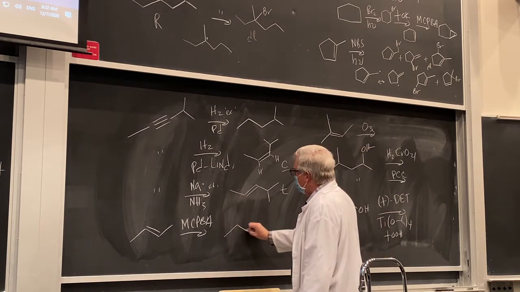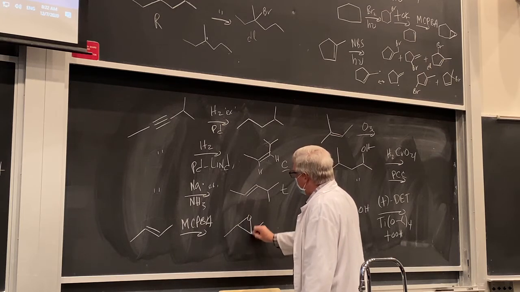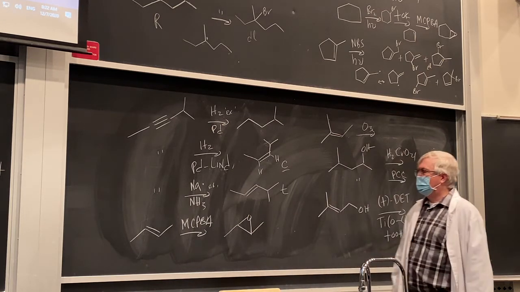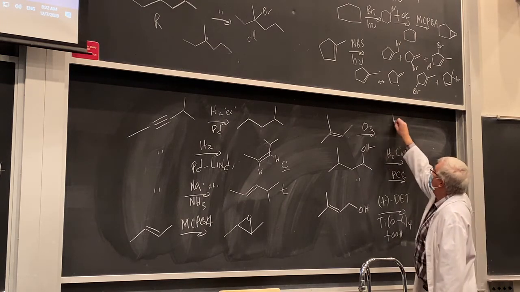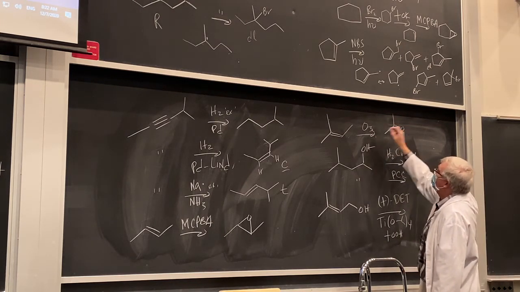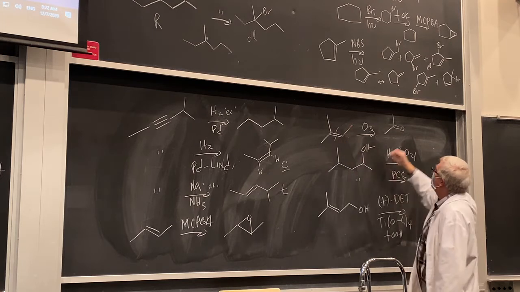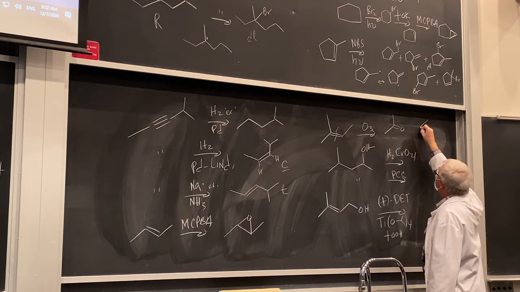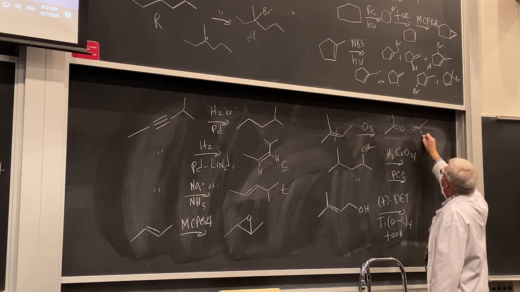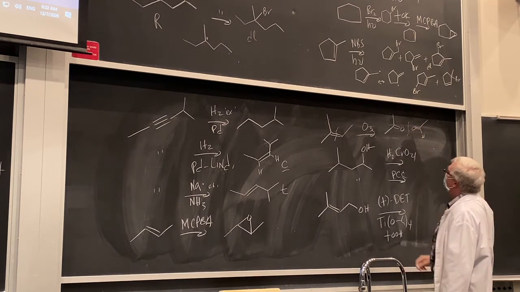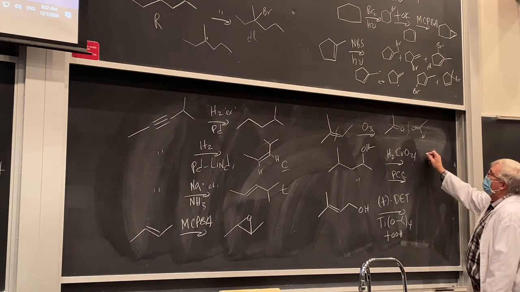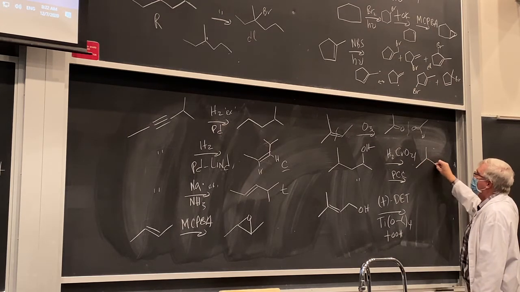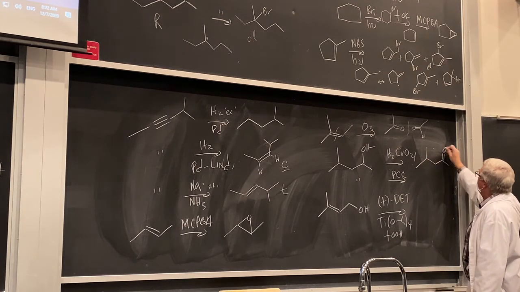And then MCPBA with an alkene gives the trans epoxide, okay? Stereoselectively. Ozone here, clip both of those, you'll get a ketone on this side, and you'll get an aldehyde on the other side, okay? So there's right where we broke both the pi bond and the sigma bond. And then chromic acid here with the secondary alcohol goes to the ketone.